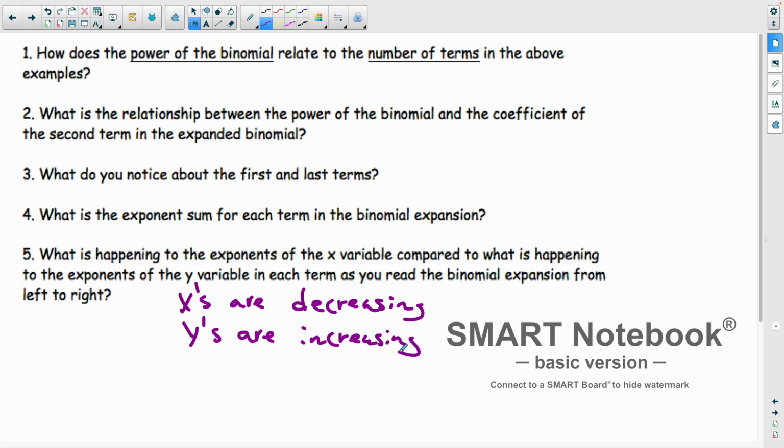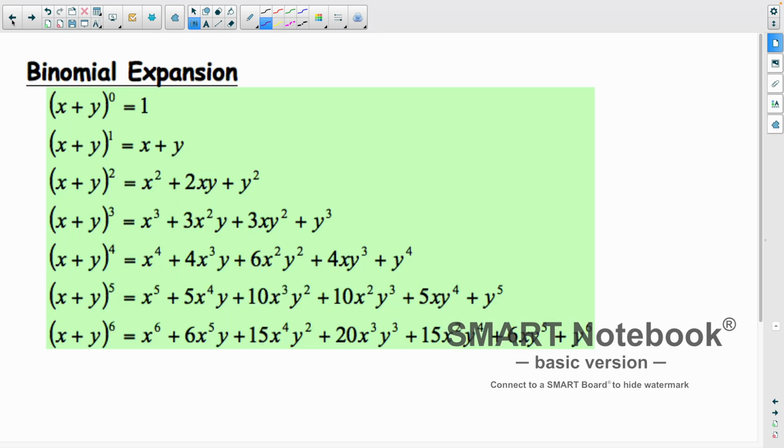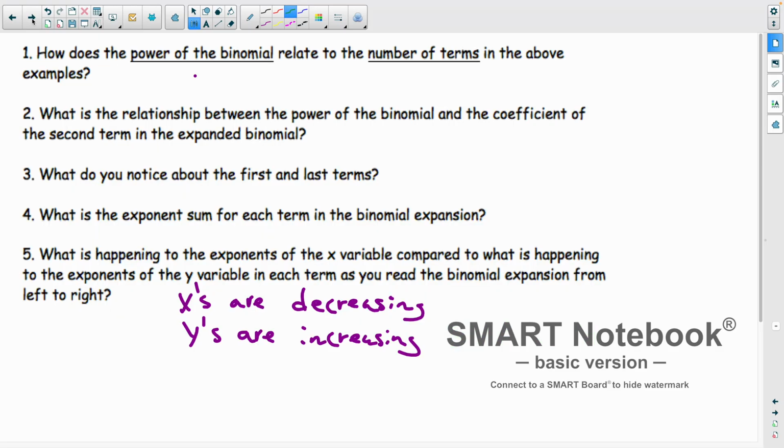Let's kind of stay with this right here. How does the power of the binomial relate to the number of terms in the expansion? You always have one more. So if I have a 0 here, then I have 1. If I have 1 here, I have 2. 2 here, I have 3. 3, I have 4, and so forth. So it's always one more.